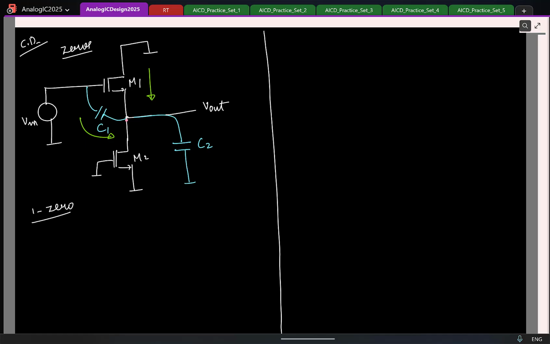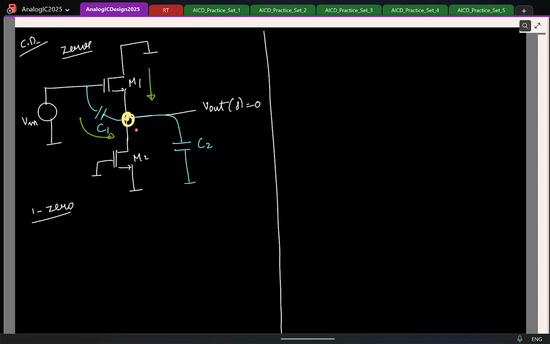Now we can find the location of the zero. How will I find the location of the zero? At the zero frequency, what can I say about V out? I'll assume V out of S is 0, and then I'll simply apply KCL in the circuit and solve for it. This is the only node in the circuit, correct? So let's apply KCL here. I have currents flowing through these two fellows. The sum of these two must be equal to the currents flowing in these two.